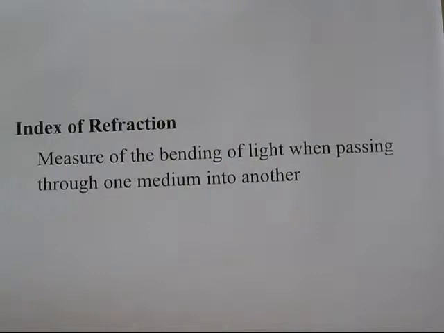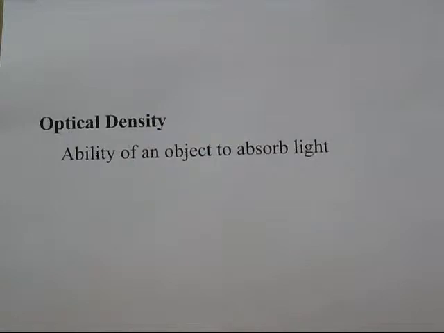Here are a few vocabulary words we'll need to know throughout. The index of refraction is the measure of the bending of light when passing through one medium to another. Optical density is the ability of an object to absorb light. Dispersion is the distribution of objects over a wide area. A great way to look at this is through a prism.